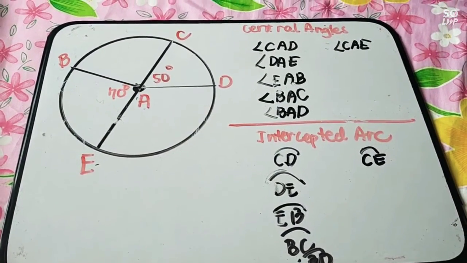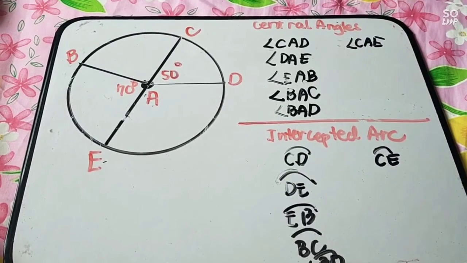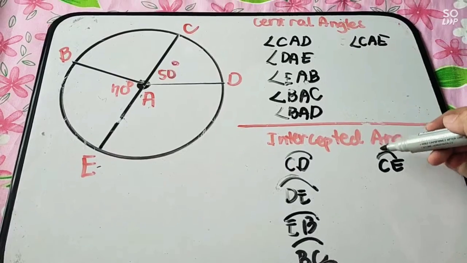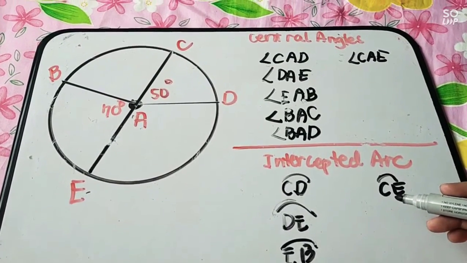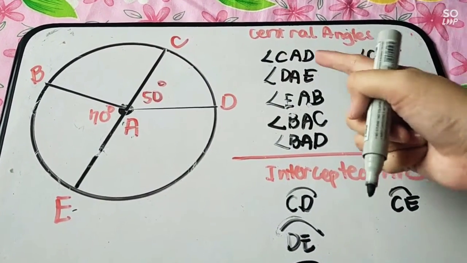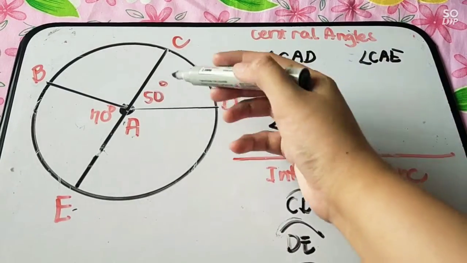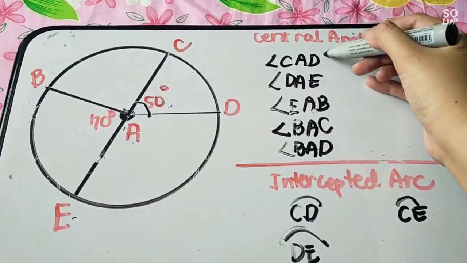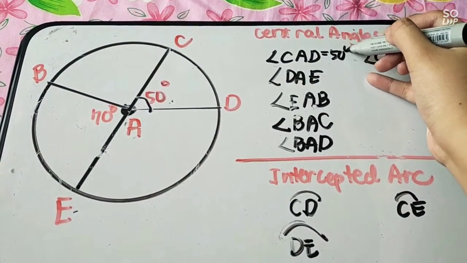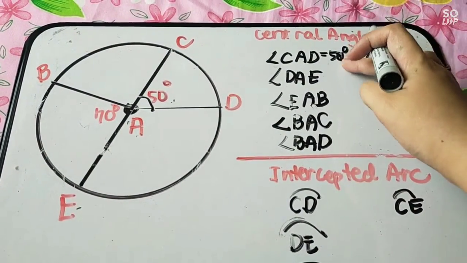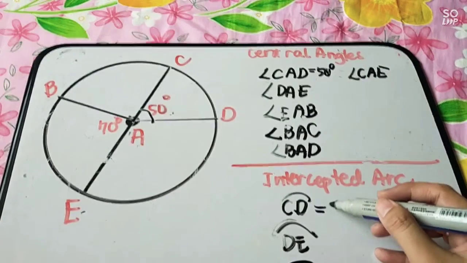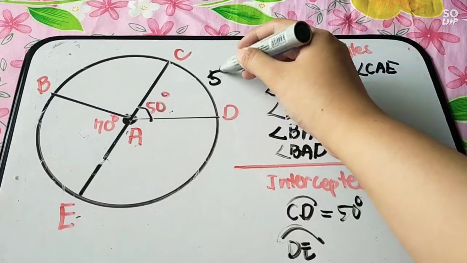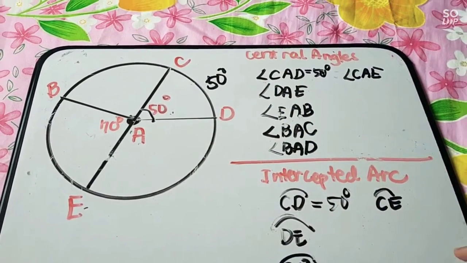Ngayon, lagyan natin ng measures. Sabi kanina, in our postulate, the measure of the central angle is equal to the measure of the intercepted arc. What is the measure of angle CAD? So, the measure of angle CAD is 50 degrees. So, this is equal to 50 degrees. Kung ito ay 50 degrees, therefore, si arc CD is also 50 degrees. Sulat natin, 50 degrees. Yan.